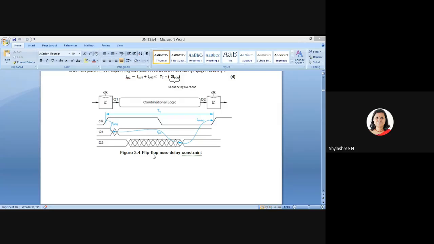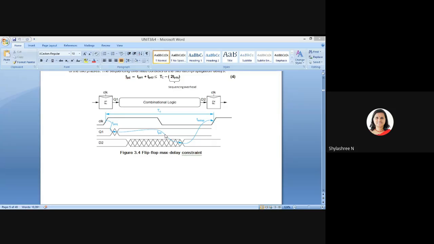Okay, so what I can say as a proper technical sentence is that if the combinational logic delay is too great, that means it's too much, the receiving element will miss its setup time and sample the wrong value. Are you getting it? If the combinational logic delay is too great, the receiving element will miss its setup time and sample the wrong value. This is called a setup time failure or a maximum delay failure. How can we solve this?